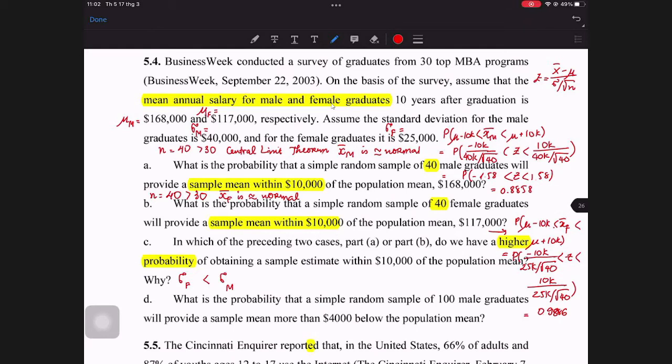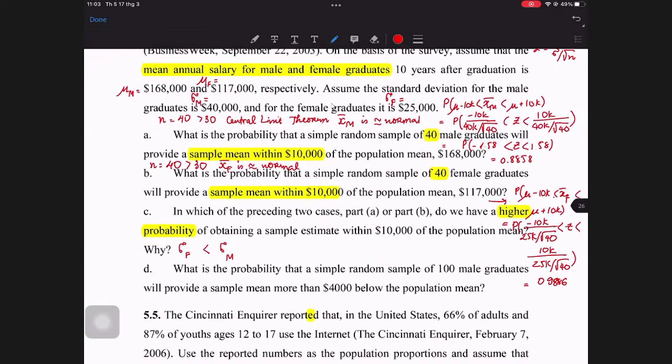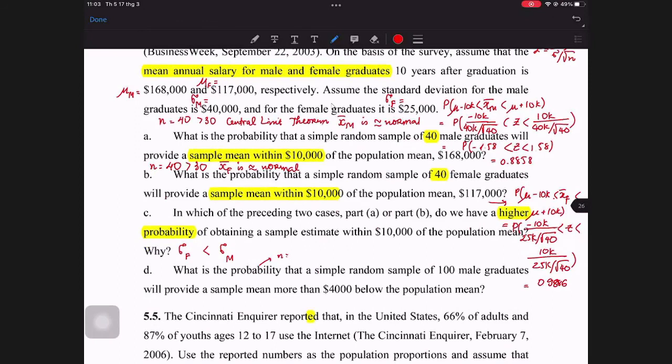What is the probability that a simple random sample of 100 male graduates provides a sample mean more than $4,000 below the population mean? Okay, so here we have n equal to 100, obviously greater than 30. So x bar male here is approximately normal. And then we have to find $4,000 below the population mean. Below here means that we take the population mean minus 4,000.